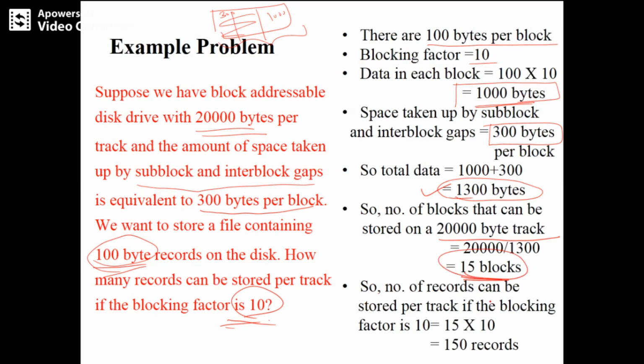So the number of records that can be stored per track, if the blocking factor is 10, comes from the 15 blocks you got. So 15 into the blocking factor 10, you get 150 records per track. So the number of records stored per track is 150 if the blocking factor is 10.